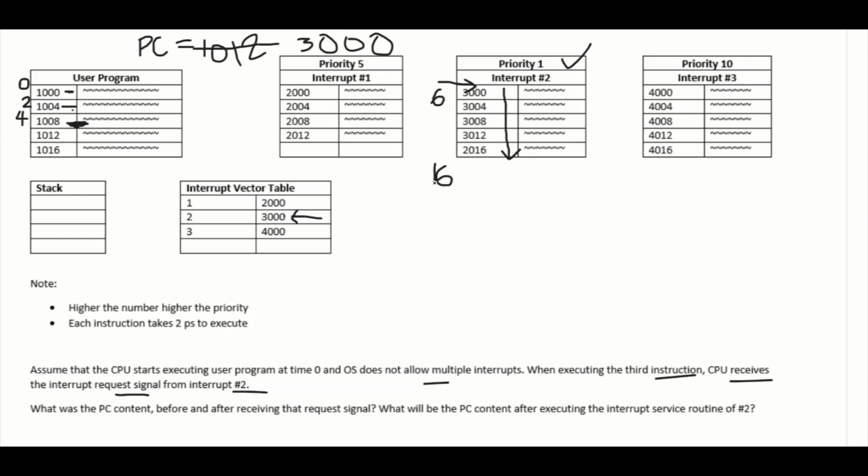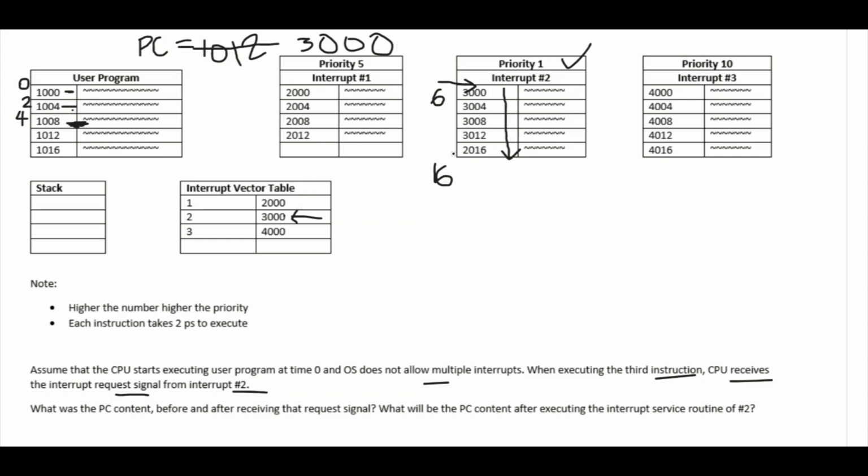Every instruction takes 2 cycles. At time 6 it starts the first, the second one is started at 8, the third one at 10, the fourth one at 12, the fifth one at 14. After completing the fifth one, it will be 16. So at time 16, it has to go back and resume the user program.